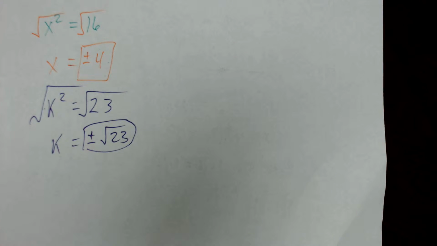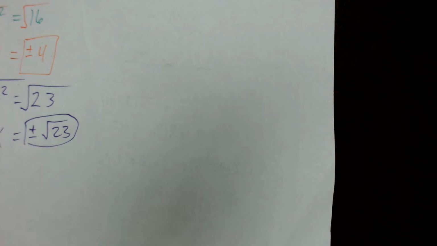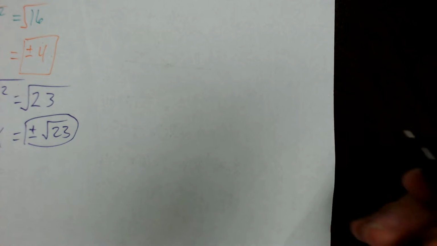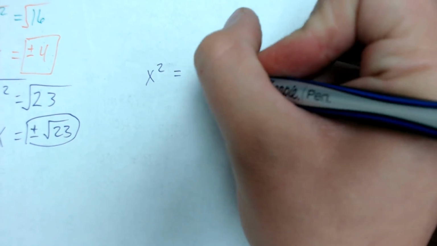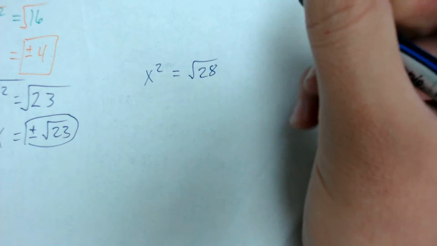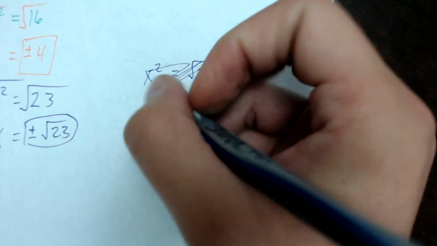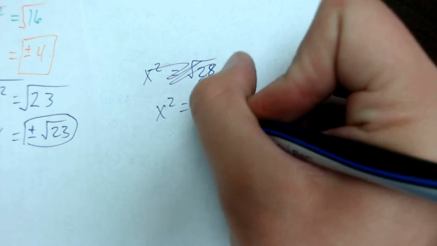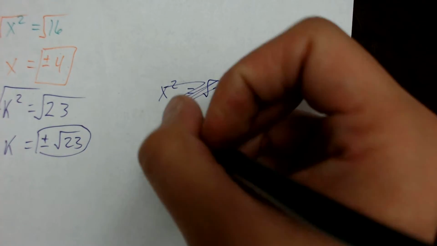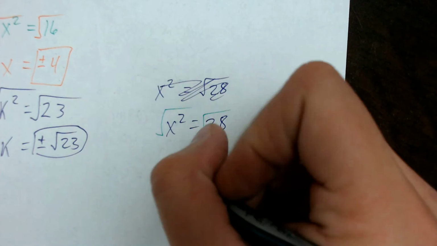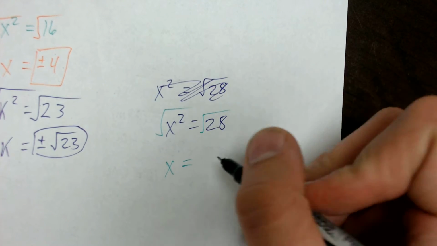Okay, the last version of this problem, which luckily is how complex these will get, so this will be a really, really short video. Let's say we have x squared is equal to the square root of 20, or sorry, not the square root, I'm jumping the gun. x squared is equal to 28, right? So we would square root both sides, right? Then we'd have x is equal to the square root of 28.